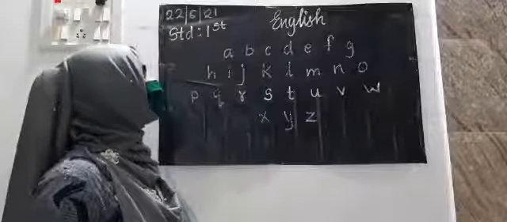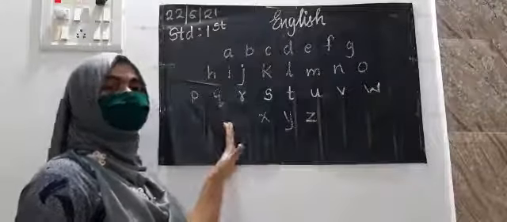Yesterday we saw what in English? Capital alphabet. So today we are going to see which alphabet? Small alphabets. So come on, let's start with our first alphabet.